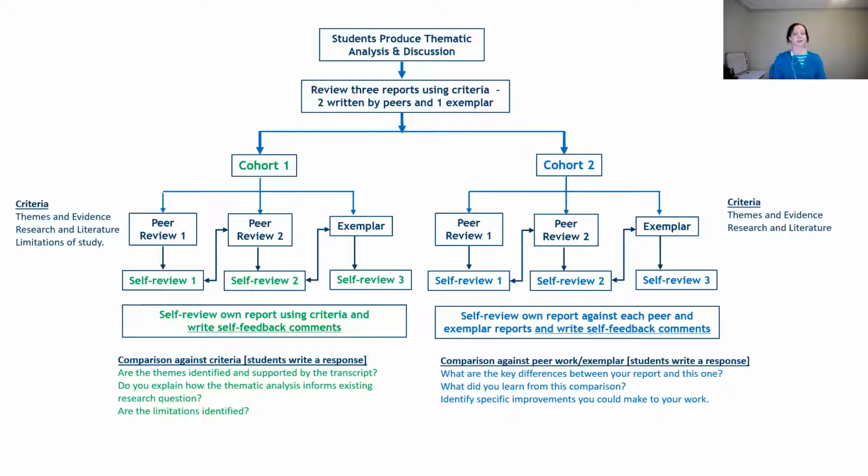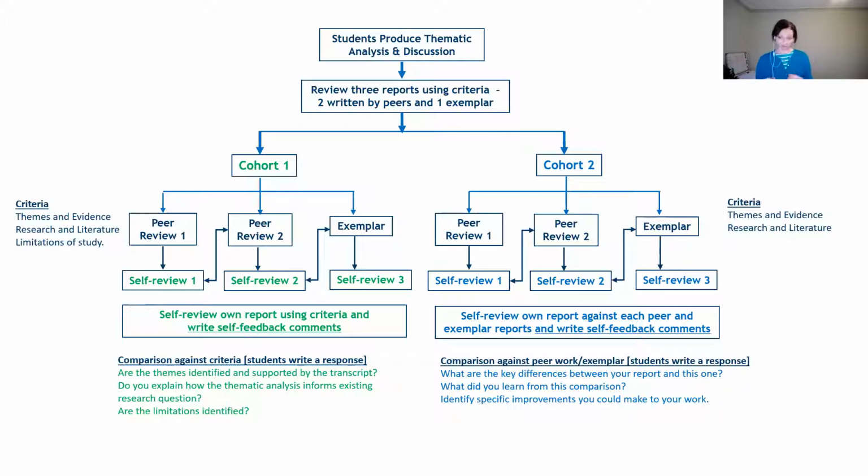So the questions for those are below. It was quite direct questions about, are the themes identified supported by quotes and so on? How does it inform existing research? So they were very closely tied to the initial peer review criteria. And they did this after each of the peer reviews and then after the exemplar condition.